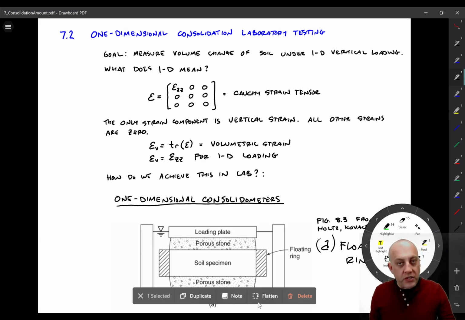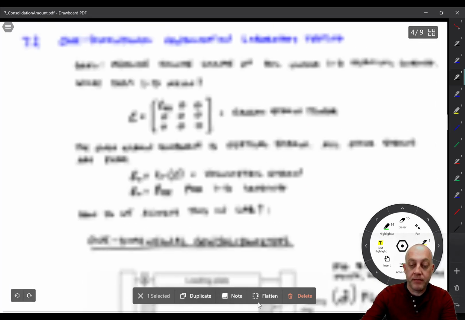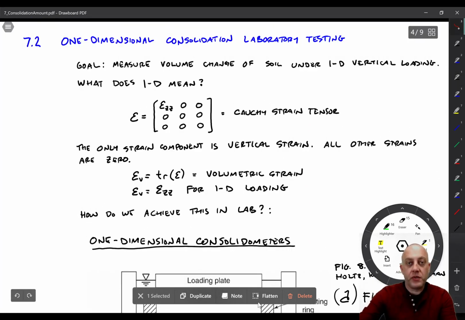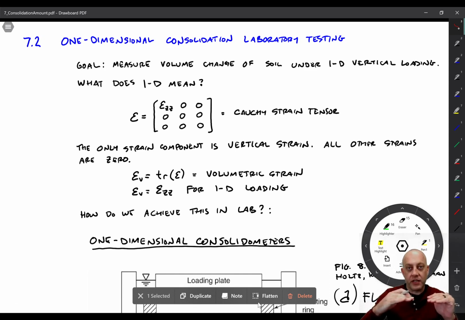Let's talk about one-dimensional consolidation laboratory testing. So our goal in this test is to measure the volume change of soil under one-dimensional vertical loading. Basically, we want to impose vertical loading on the soil and measure how much it settles. It's obvious why we would want to do that, because that's exactly the problem we want to answer if we build a structure. How much is the structure going to settle?